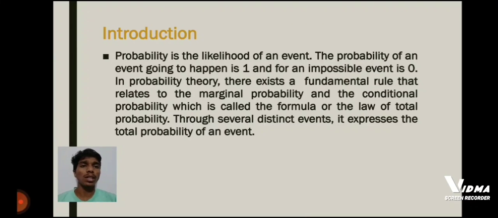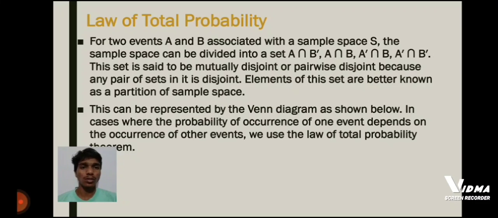Introduction. Probability is the likelihood of an event. The probability of an event that is certain to happen is 1, and the probability of an impossible event is 0. In probability theory, there exists a fundamental rule that relates the marginal probability and the conditional probability, called the formula or the law of total probability. It expresses the total probability of an event through several distinct events.